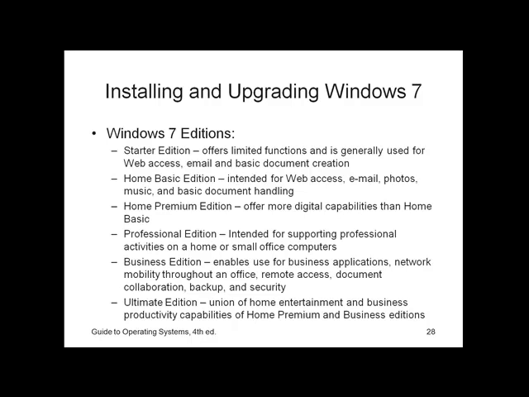Business editions, of course, allow for business applications, network mobility throughout an office, remote access, document collaboration, backup, and additional security features. While the Ultimate Edition, of course, once again, is a union of home entertainment and business productivity capabilities of both Home Premium and Business editions.